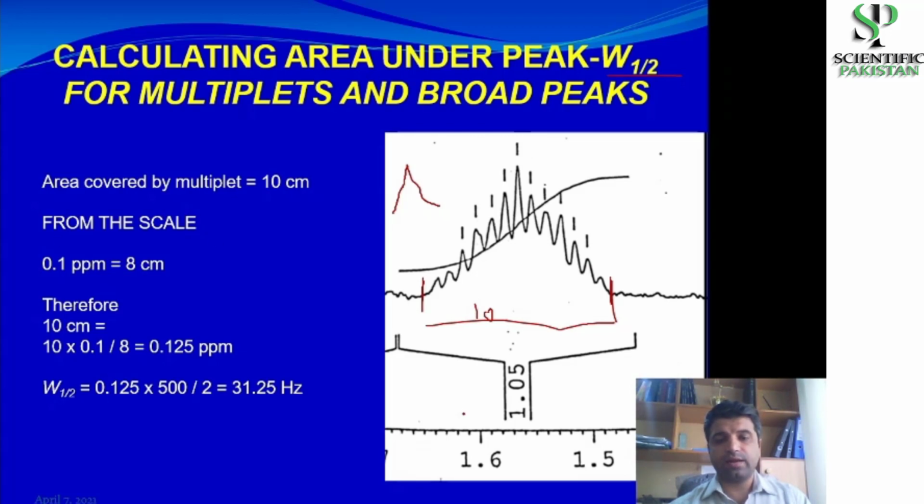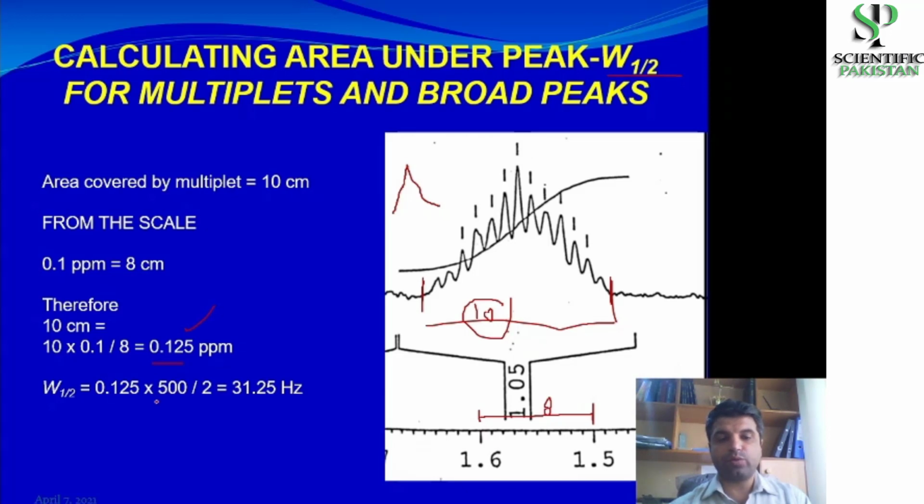Now from the scale here, you also put your ruler here and measure the distance, say from 1.5 to 1.6, and this is equal to 0.1 ppm. So this 0.1 ppm on your ruler is equal to 8 centimeters. So 10 centimeters would be equal to 10 into 0.1 divided by 8, that is equal to 0.125 ppm. If 8 centimeters is equal to 0.1 ppm, then 10 centimeters would be equal to 0.125 ppm.